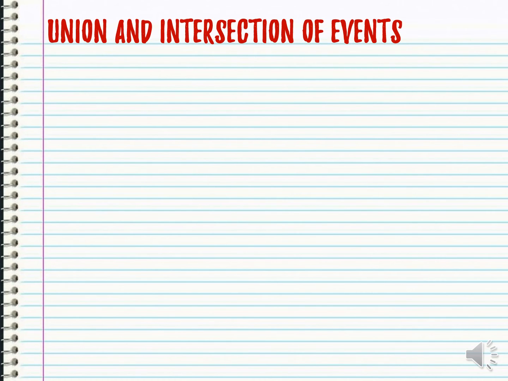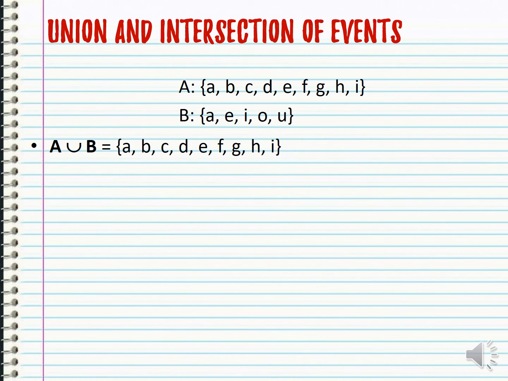Let's compare the union and intersection of events. First, we have these sets. Set A, which contains the letters A to I, and set B, which contains all the vowels in the English alphabet. First, the union. As I've said, the union of these two sets is simply listing down all the elements in A and all the elements in B. But there's a trick to that. These elements shouldn't be repeated.